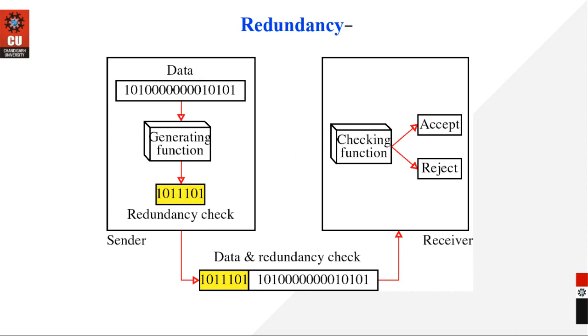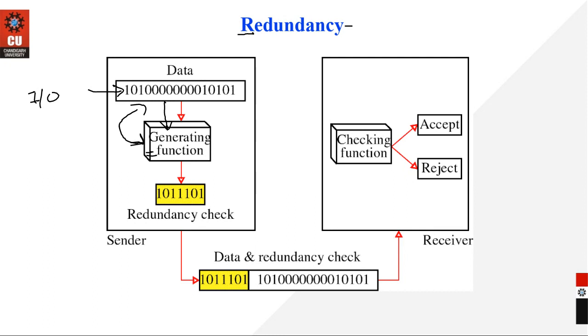Okay, fine enough. Now let's see how these redundant bits work. For redundant bits, on the sender side, you will have the data. This is the original data. This original data will be fed to some generating function, like in your system you will have some program. It may be a program written in any language. Whatever your original data is, this is some input data, and this input data will be given to this generating function. Now that generating function will do something with this data.